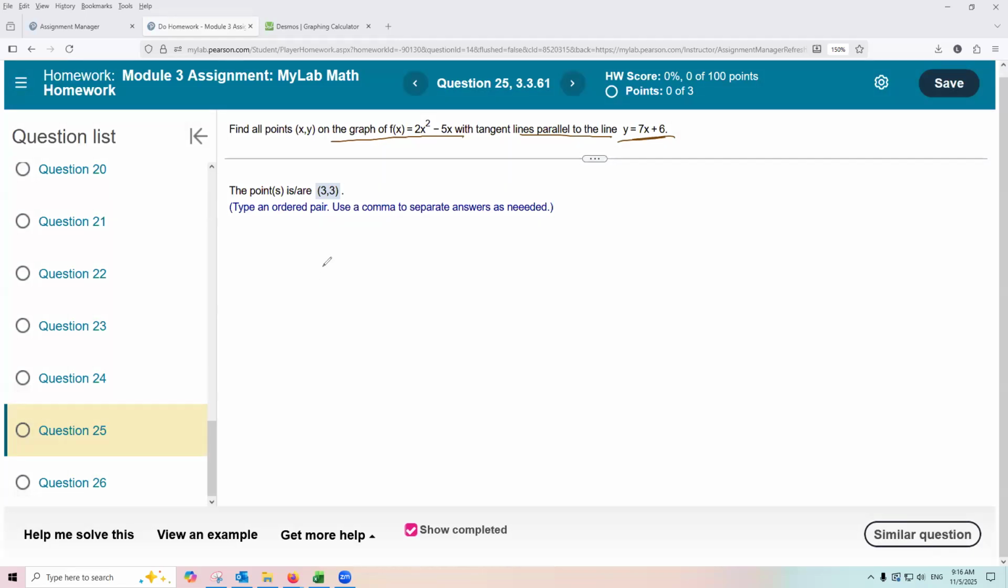All right, well, why don't we find the derivative of this function? Let's do f prime. The derivative of x squared is 2x, so that's going to be 2 times 2x. The derivative of this x is 1, so that's going to be minus 5. So the derivative here looks like it's 4x subtract 5. But remember, this derivative is the slope of the tangent line.